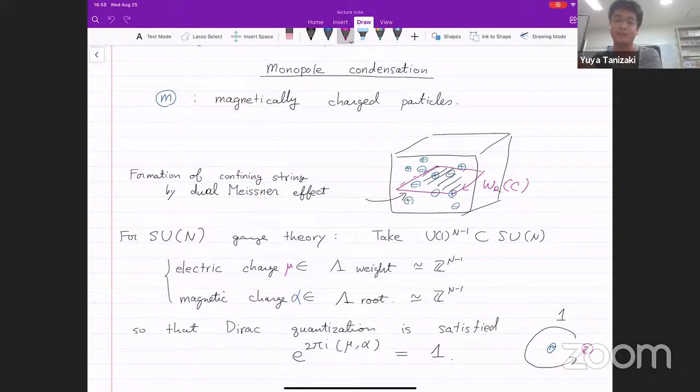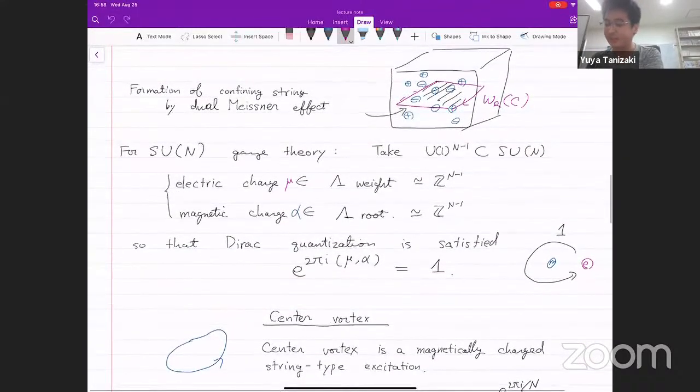In the case of superconductivity, we have a condensation of the electric particle. And if we want to introduce a magnetic field, superconductivity would like to repel that magnetic field. Very similarly, if we introduce an electric field inside the magnetic condensing system, then the electric flux emitted from a test particle would want to correlate inside a very small area spanning the Wilson loop. And because of this correlation of the electric flux, a confining string is formed.